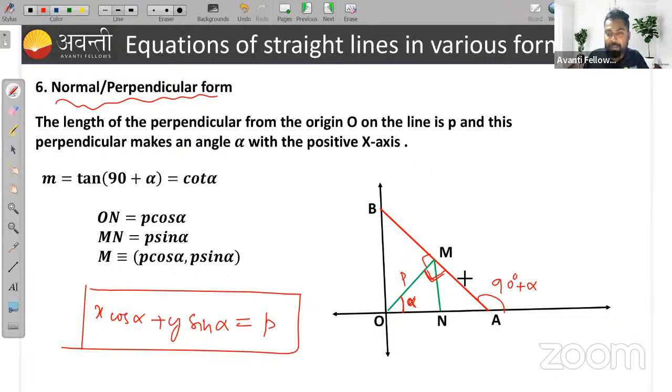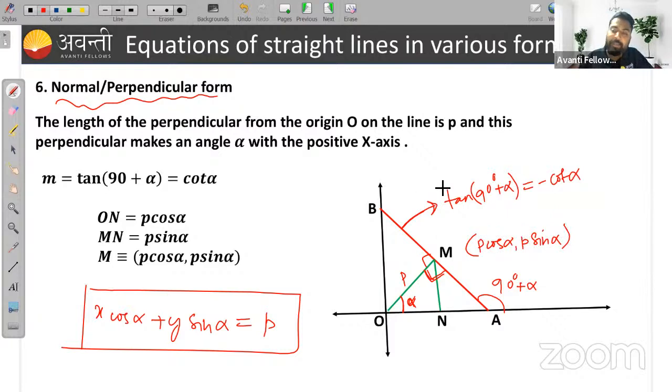Yes or no? So simply the slope of this line will be tan of (90 plus alpha), that is minus cot alpha. This is the slope of this line. And the coordinates of M are (p cos alpha, p sin alpha). Then by using the slope-point form, you can find the equation of the line, that is, you will get x cos alpha plus y sin alpha is equal to p. Is that clear to everyone?